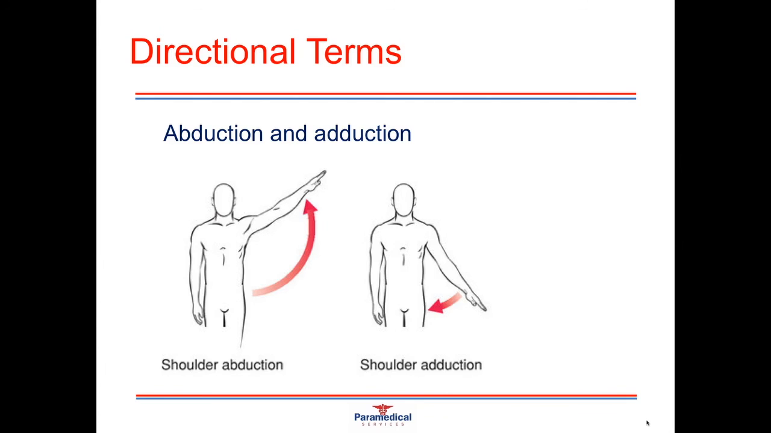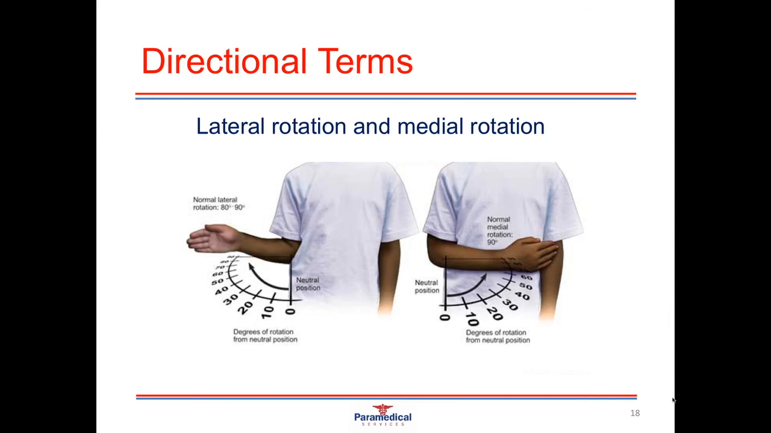And then we could also relate this to another medical practitioner, or document that the patient had difficulty with adduction but was able to perform abduction. We also have the lateral and medial rotation, as you can see depicted in the diagram here, which is the movement laterally to the outside and the movement medially towards the midline of the body.